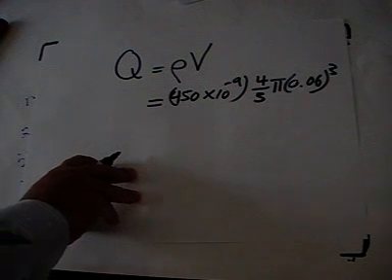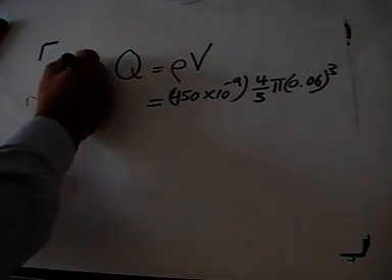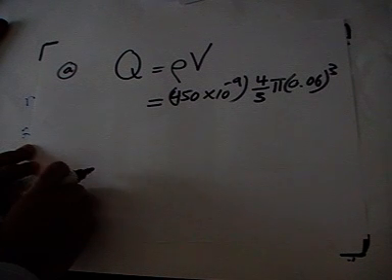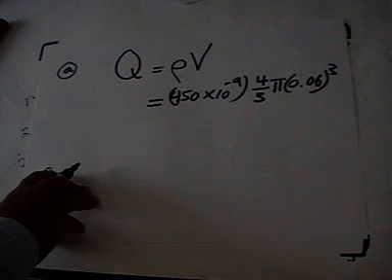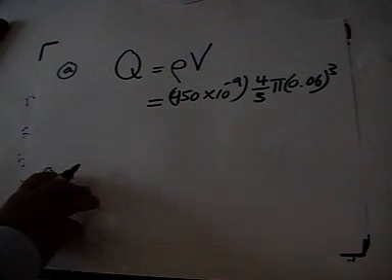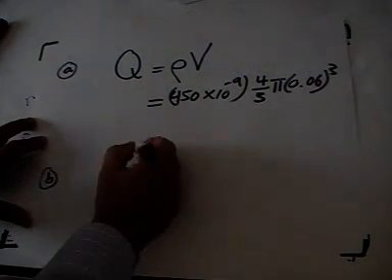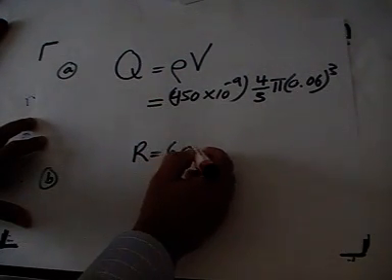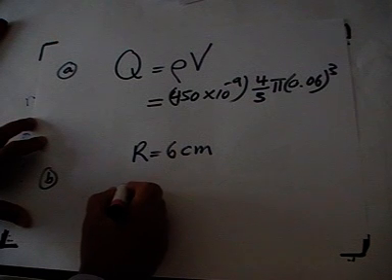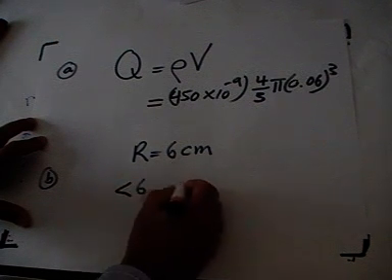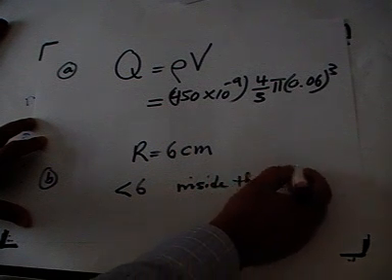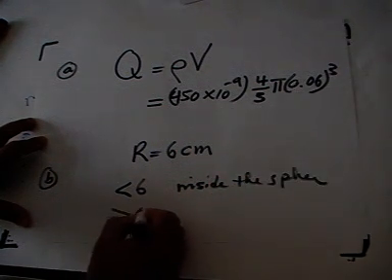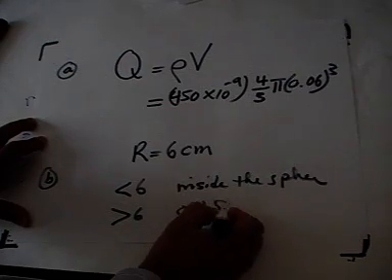Now the second question, part B, so this was part A. In part B, he wants you to calculate the electric field. This is a non-conducting sphere, so remember, anything below 6 is inside the sphere, because the radius is equal to 6 centimeters. So any value that is less than 6 means you're inside the sphere, and anything greater than 6, you're outside the sphere.